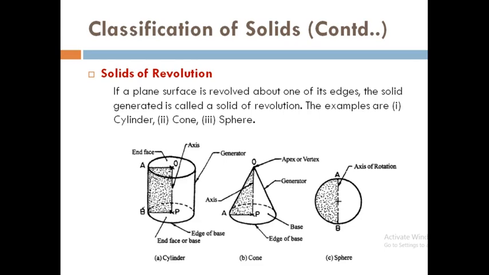If you look into the cylinder, it is obtained by revolving a plane surface, that is a rectangular plane surface, about one of its edge. That is, by revolving this rectangular plane surface about the edge OP for 360 degree, you are going to obtain a cylinder. Likewise, if you revolve this right angled triangle about its edge OP for 360 degree, you are going to obtain cone. Similarly, if you revolve the hemisphere about the edge AB for 360 degree, then you are going to obtain the sphere. So these are the solids of revolution.